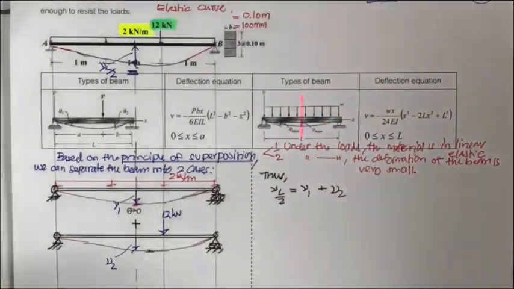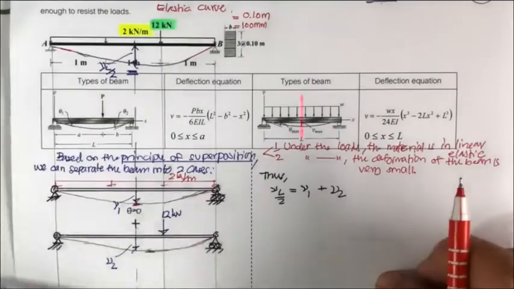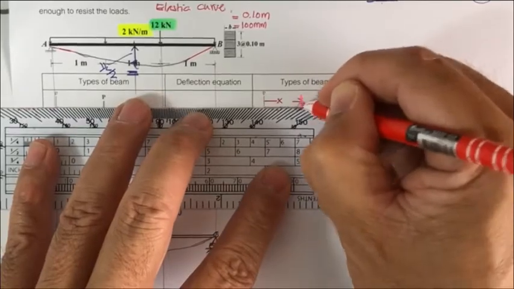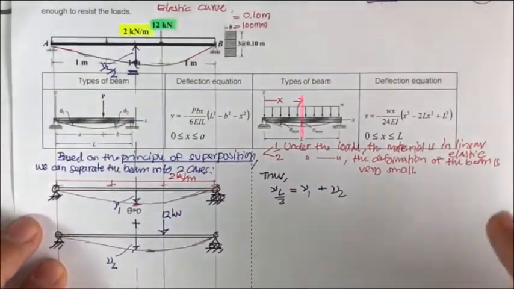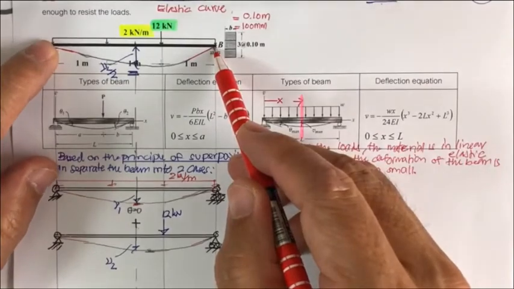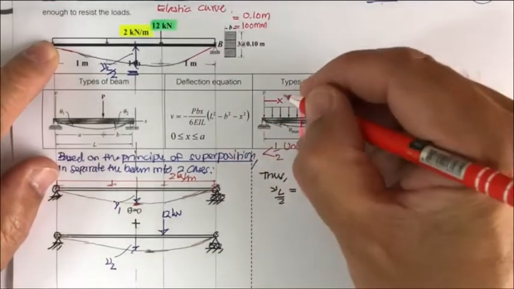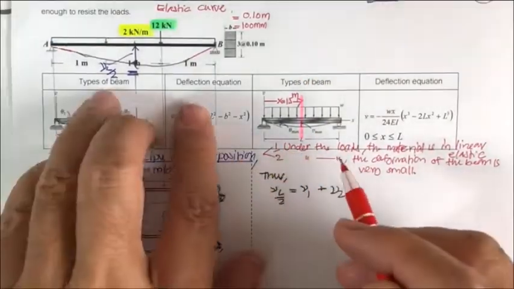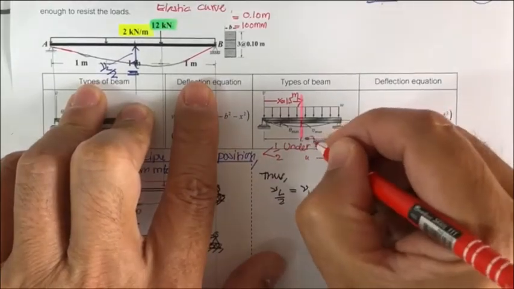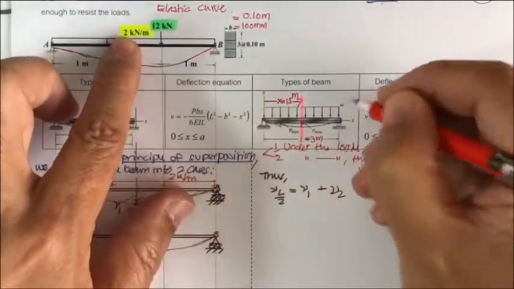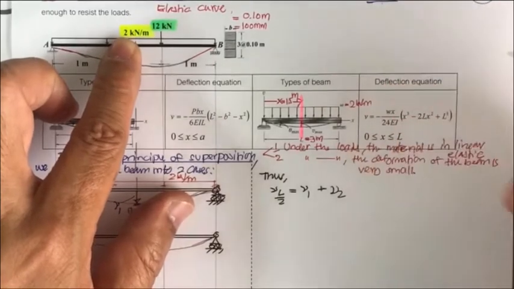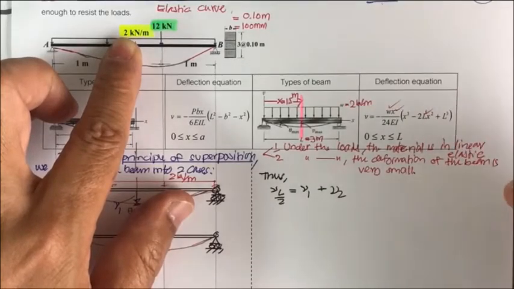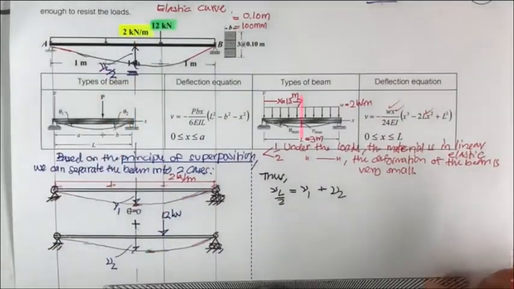What we are going to determine is the deflection at the midspan of the beam. So the first thing that we have is x, the position where we are going to determine the deflection. This is 3 meters, so at the midspan it's going to be 1.5. So x equals 1.5 meter. And L is the total length, that is 3 meters. And we have this 2 kilonewton per meter. So we have x and we have L. Then we can input everything into this equation.